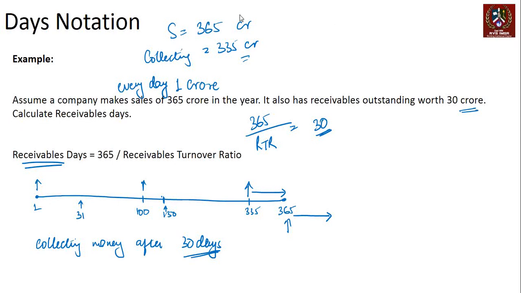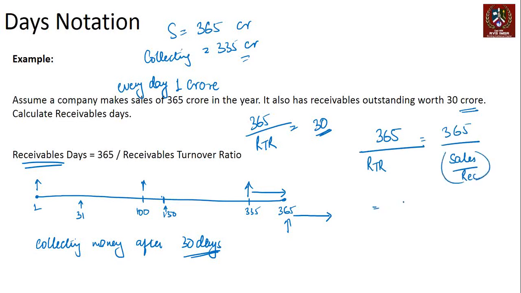You can also calculate it in another fashion. What are you doing? You're dividing 365 by the receivable turnover ratio. That's nothing but 365 divided by sales by receivables. Can I do a little bit of rearrangement here? So I can do receivables by sales by 365, right? This formula can change here.